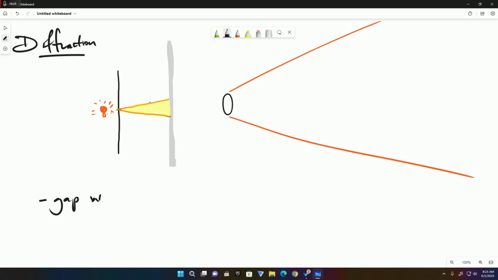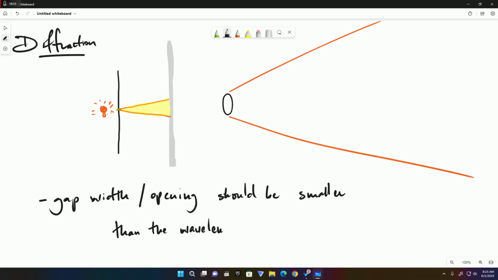gap width, or opening, should be smaller than the wavelength of the wave. This is the condition for diffraction. Now, if I remember correctly, green has the wavelength of 550 nanometers. Let me write that down. 550 by 10 to the minus 9 meters.